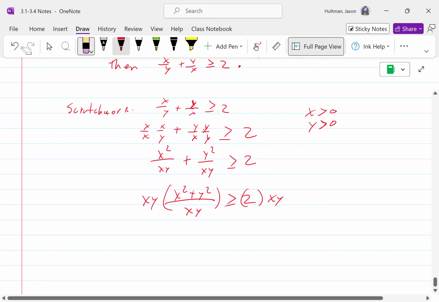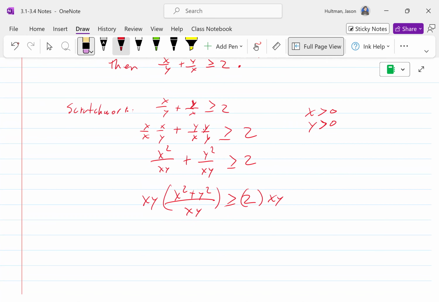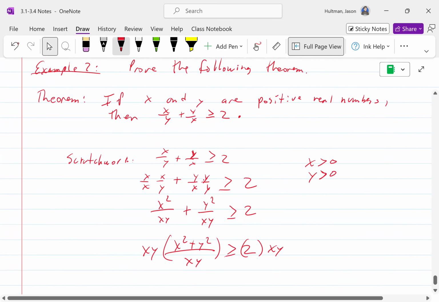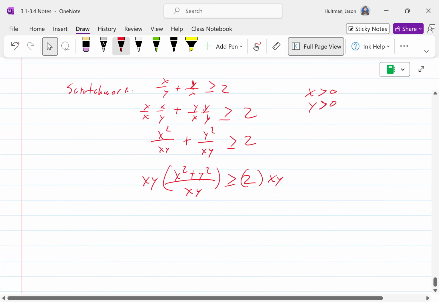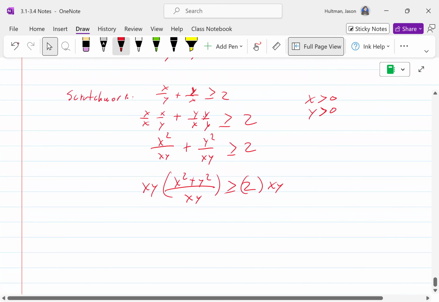Because we can't divide by 0. That's why it has to be positive. We couldn't even have x be 0 or y be 0 to begin with, because we would end up dividing by 0, which is not good. But we can multiply through by xy. It doesn't affect the inequality. We get x squared plus y squared is greater than or equal to 2xy.